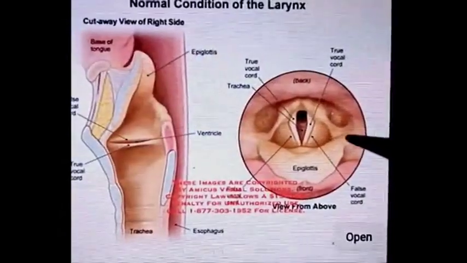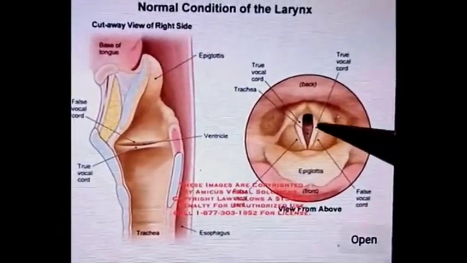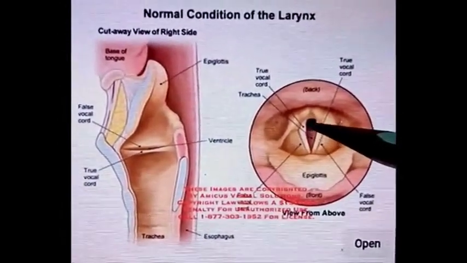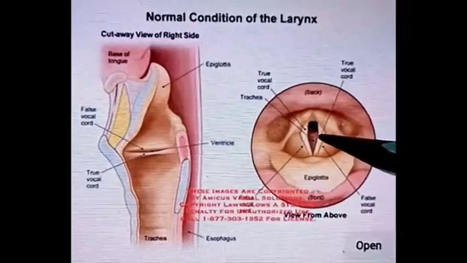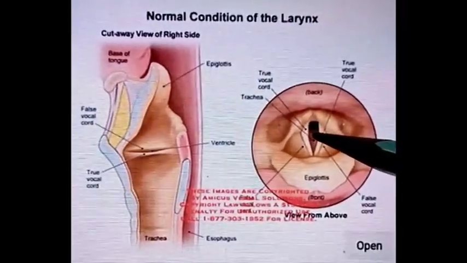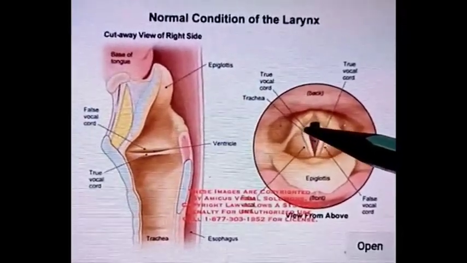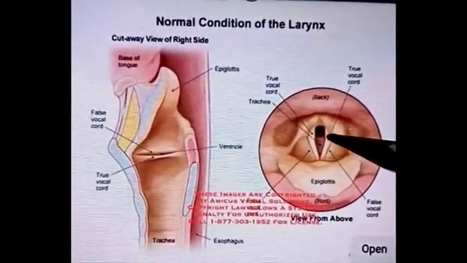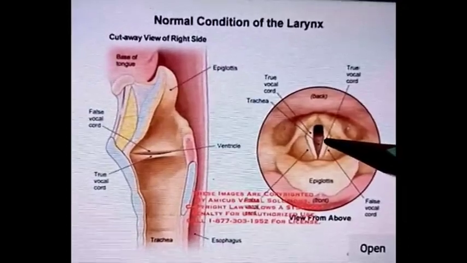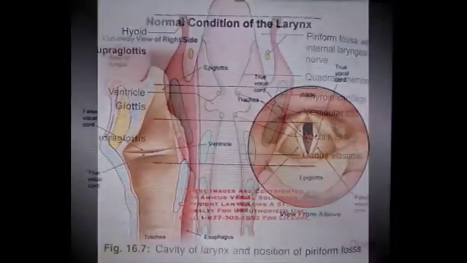Whereas the term glottis is used for rima glottidis, that is the area present between the two vocal folds, and along with rima glottidis, when the vocal folds are also involved, the complete structure is known as glottis.